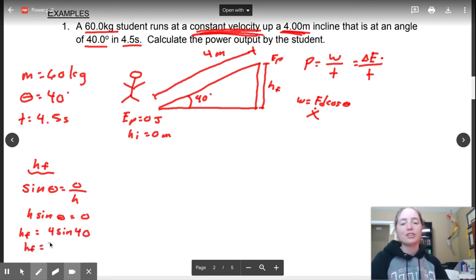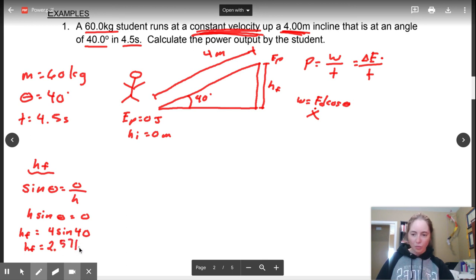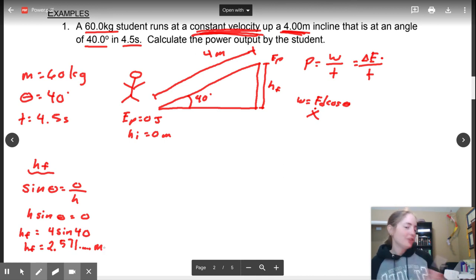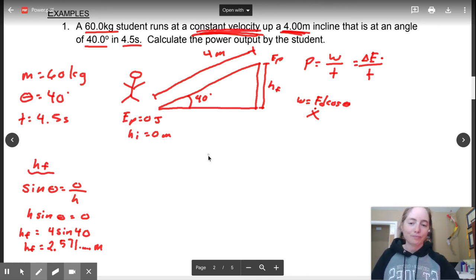So plonk that into your calculator, making sure your calculator's in degrees, no rad times here in physics. Get it? Rad, radians. Yeah. Okay. So ladies and gentlemen, we're going to get the lovely height of 2.571... meters. Leave all those numbers in your calculators, ladies and gentlemen.